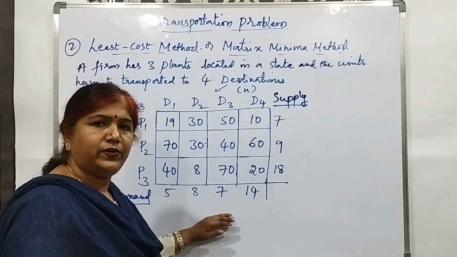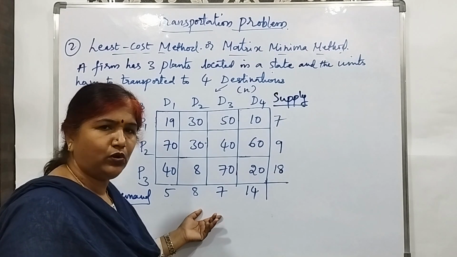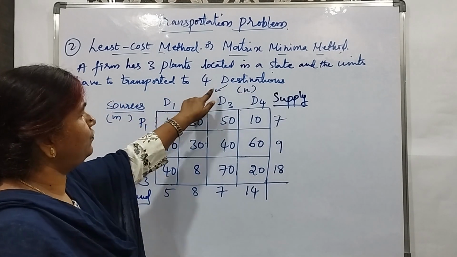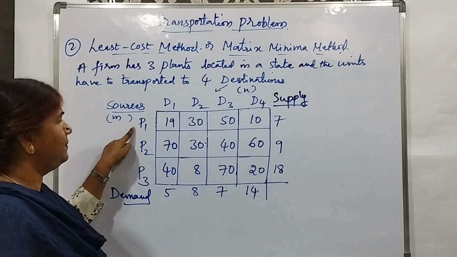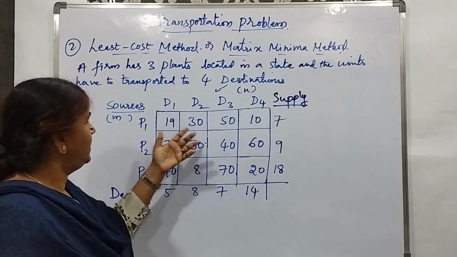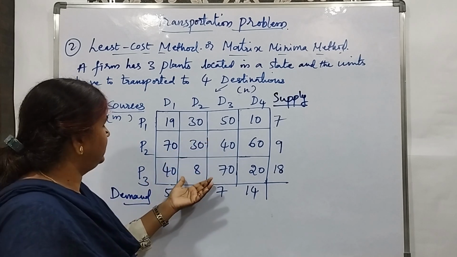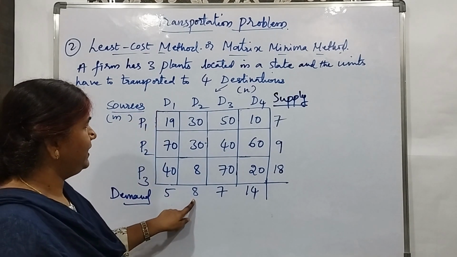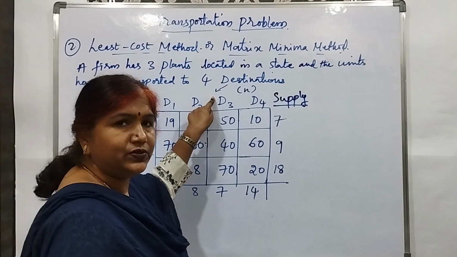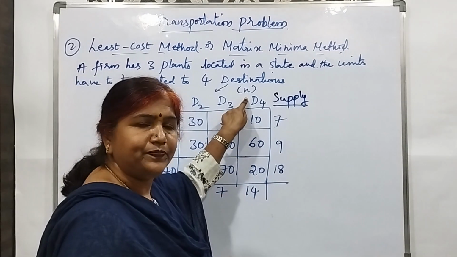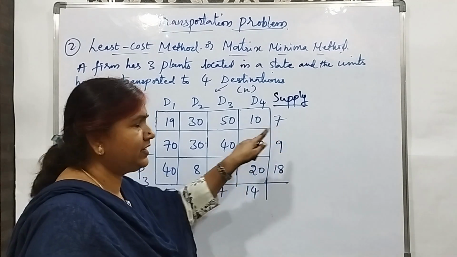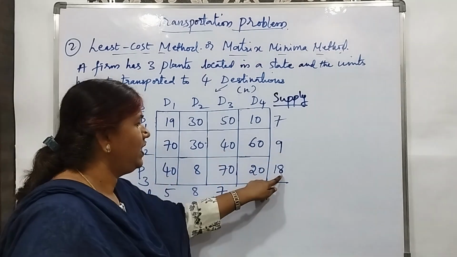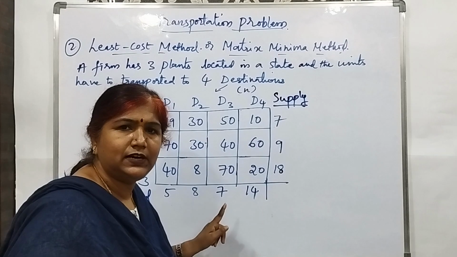Okay students, so for the least cost method we have taken a problem. A firm has 3 plants located in a state and the units have to be transported to 4 destinations. So how many plants are there? P1, P2 and P3. Out of these plants, 5 units have to be transported to D1 destination, 8 units to D2, 7 units to D3, and 14 units to D4. So how many units are available with plant 1? 7 units are available with plant 1, 9 units with plant 2, and 8 units with plant 3.